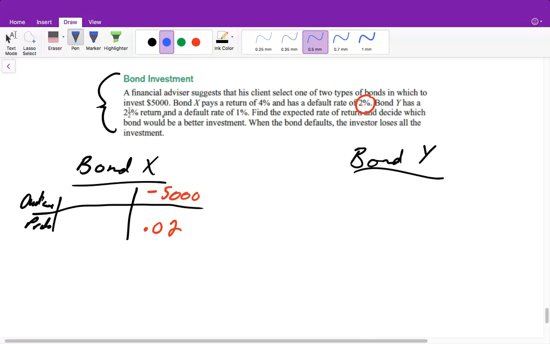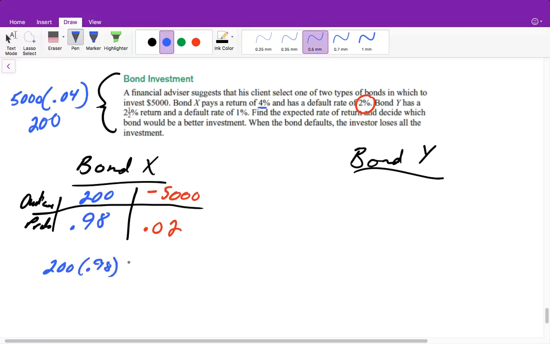Well, if we don't lose the money, it gives us a return of 4%. So that means that we don't get paid 5,000, but we get paid 4% of that. And 5,000 times 0.04 gives us 200. So that means if it doesn't default, we're earning $200. So we're either making $200 or losing 5,000. And if it's a 2% chance of defaulting, that means we have a 98% chance of not defaulting and earning our interest.